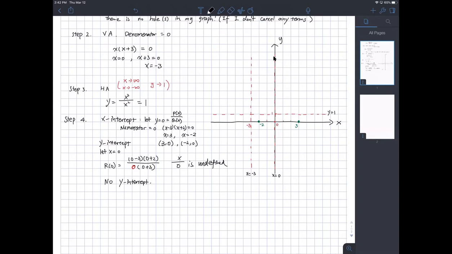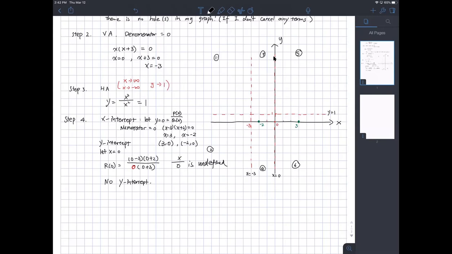Really, these 2 vertical asymptotes and the horizontal asymptote help us divide our plane, or graph, into 6 parts, right? So this is 1, 2, 3, 4, 5, and 6. We have the 6 regions. So we're going to figure out where we're going to draw the graph.